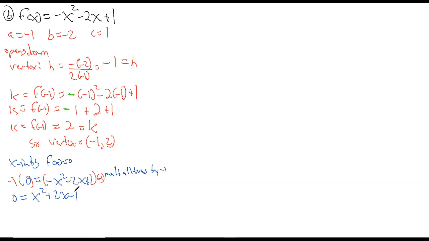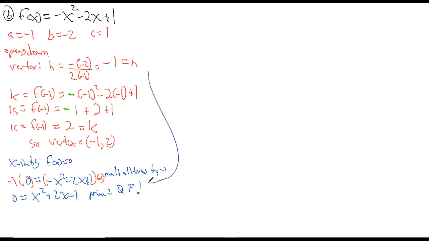Factors of 1 that subtract to 2 don't exist. 1 times 1 is the only factor pair of 1. 1 minus 1 is 0. This is prime. So we need the quadratic formula. I warned you about that, didn't I?